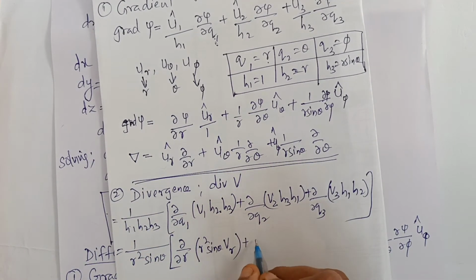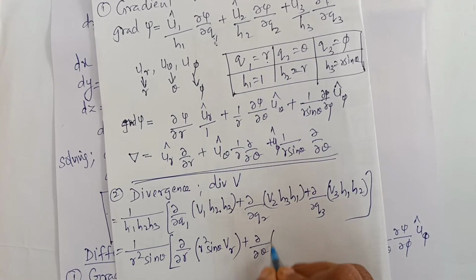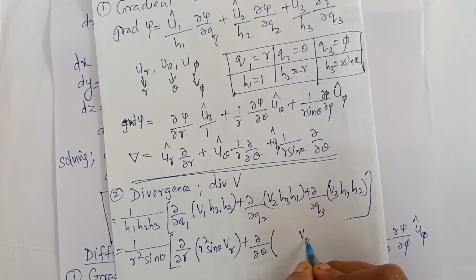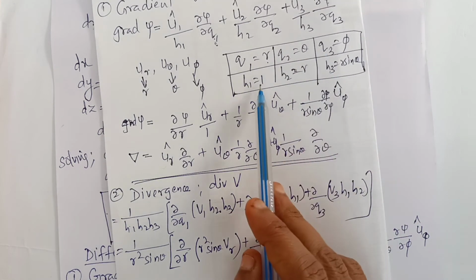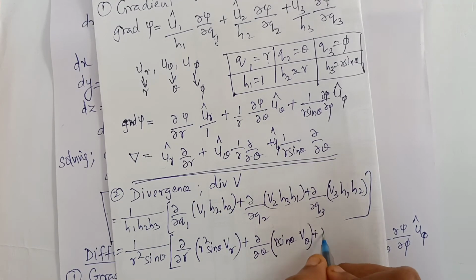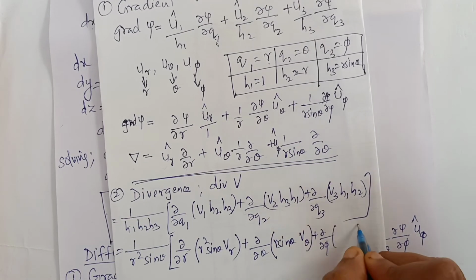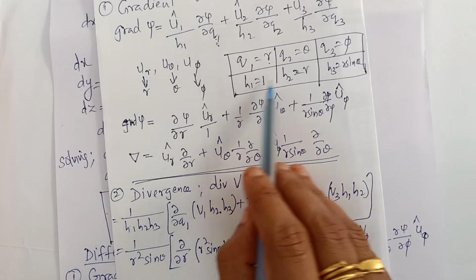Now, what is dq2? dq2 is d theta. Again v2 is v theta. What is h3 into h1? h1 is 1, that means r sine theta. Again, what is q3? q3 is phi, v phi into h1 into h2.